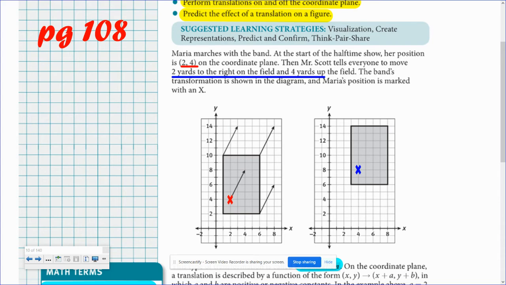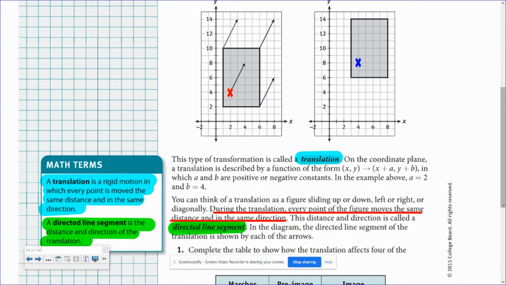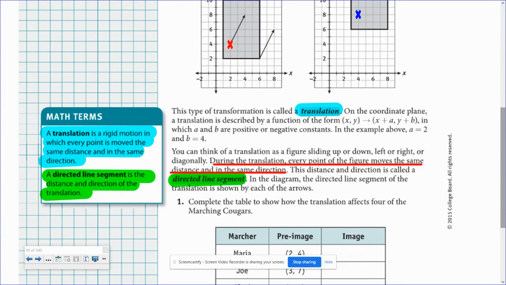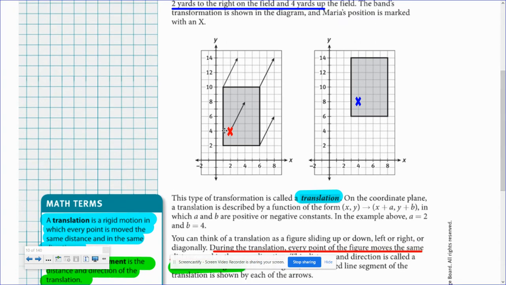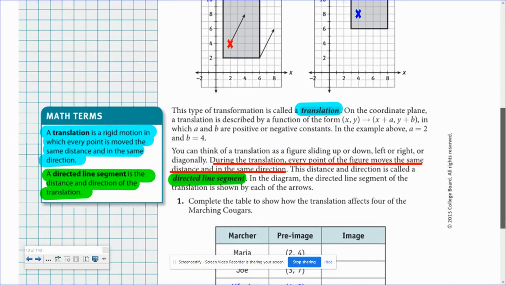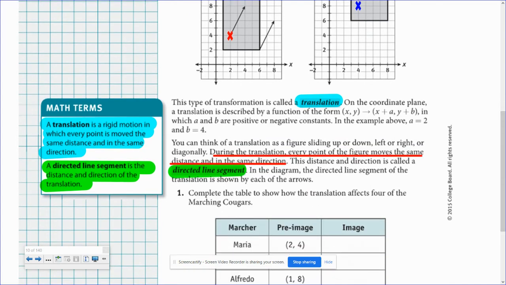Okay. So we're going to use this to answer the next couple questions. But before we do that, we're going to talk some vocab. So this type of transformation is called a translation. That is a rigid motion in which every point is moved the same distance in the same direction. Not just Maria is going to move 4 to the right and up 4. Everybody in the band, so you see how this entire rectangle shifts in that same direction. So that is a translation. And remember, rigid motion means it preserves the size and the shape.